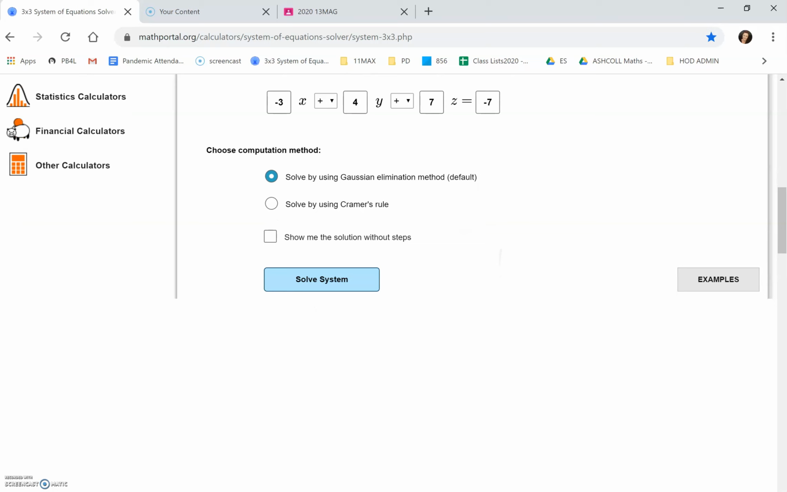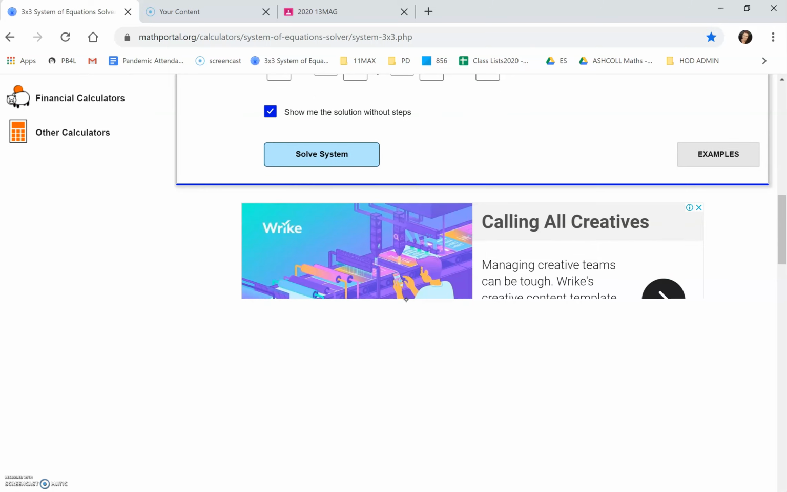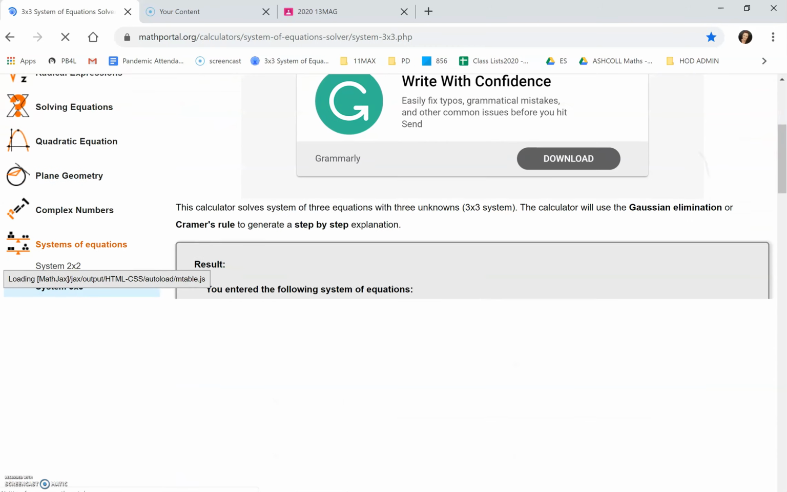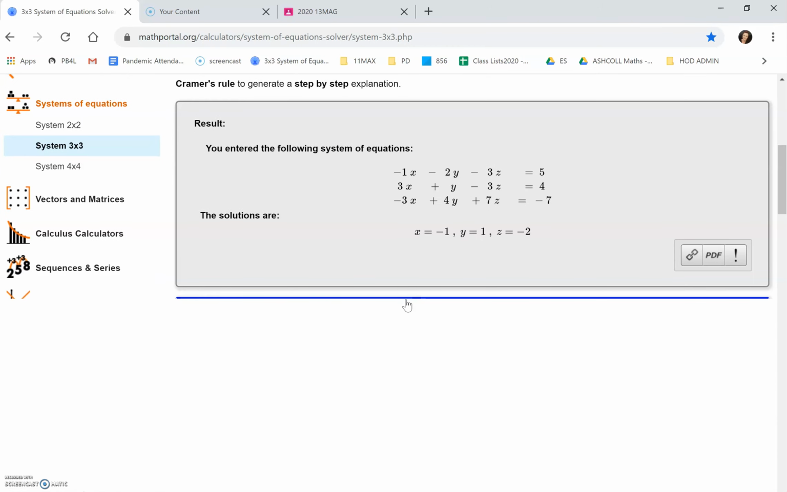Okay, and we want to show the solution without the steps. The way that they solve these, they use different methods, so looking at the workings is not going to help. But what we can see is that the solution agrees with what we came up with. So x equals negative 1, y equals 1, and z equals negative 2.